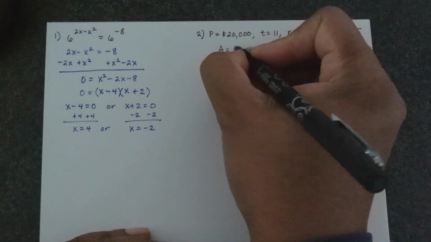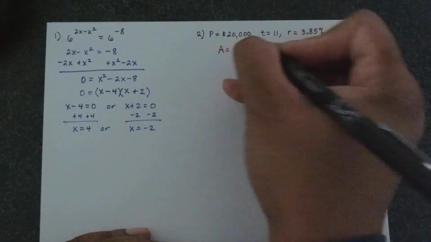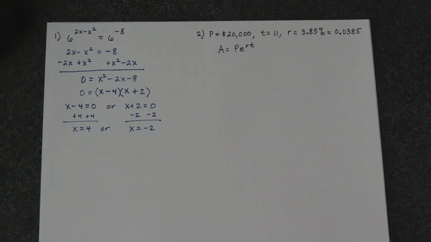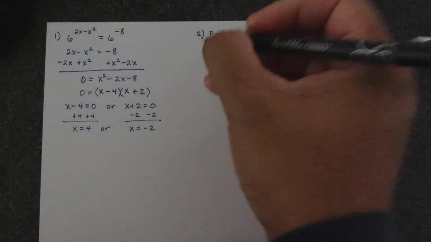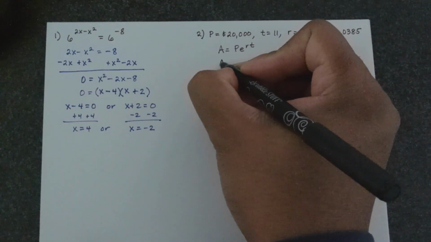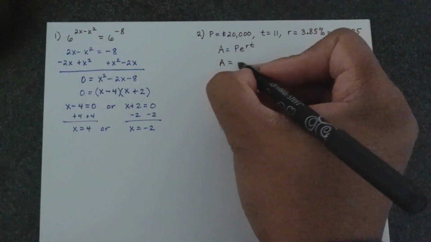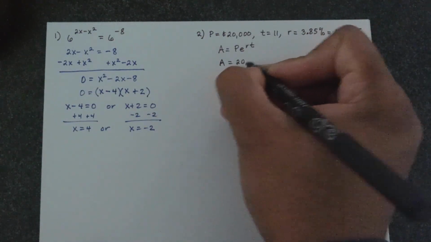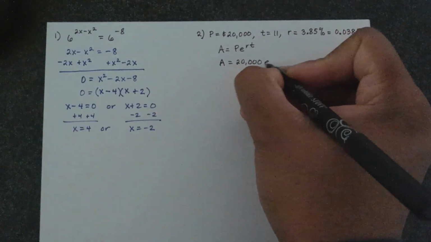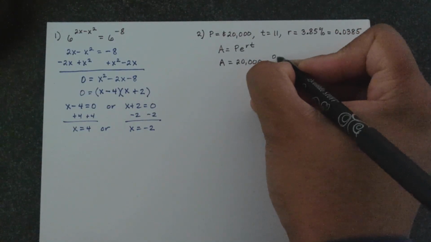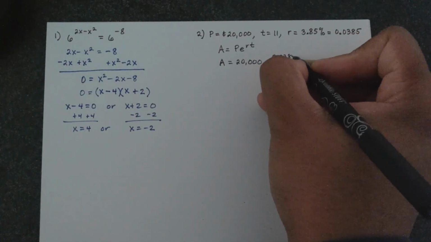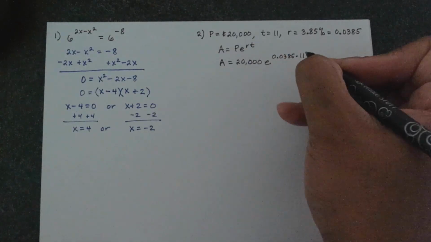Now it says compounded continuously, so that means we must use this formula. A is equal to P times e to the RT. So that means A is equal to, we substitute the P with 20,000 times e to the R, that's going to be 0.0385 times T, which is 11.